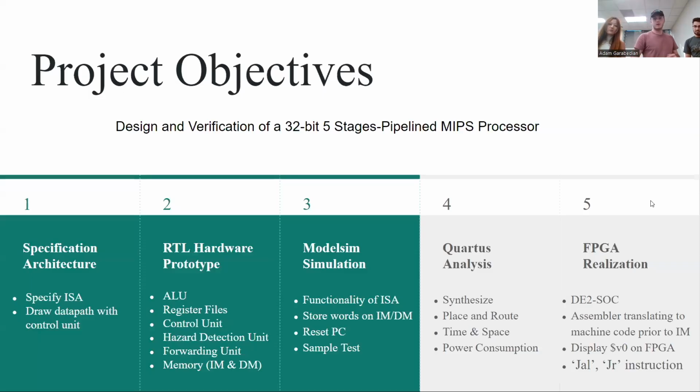So our project objectives were to overarchingly design and verify a 32-bit 5-stage pipeline MIPS processor. We broke it down into 5 stages. Stage 1 being specification of architecture, stage 2 being the RTL hardware prototype, stage 3 being the model simulation and verification, stage 4 code analysis, and stage 5 actually implementing it on an FPGA.